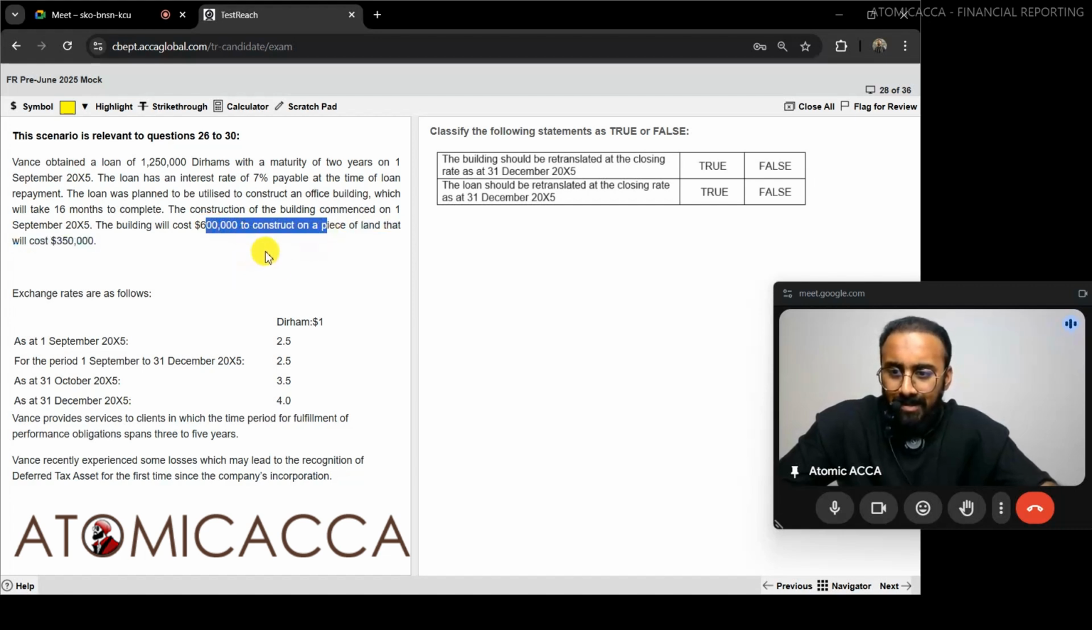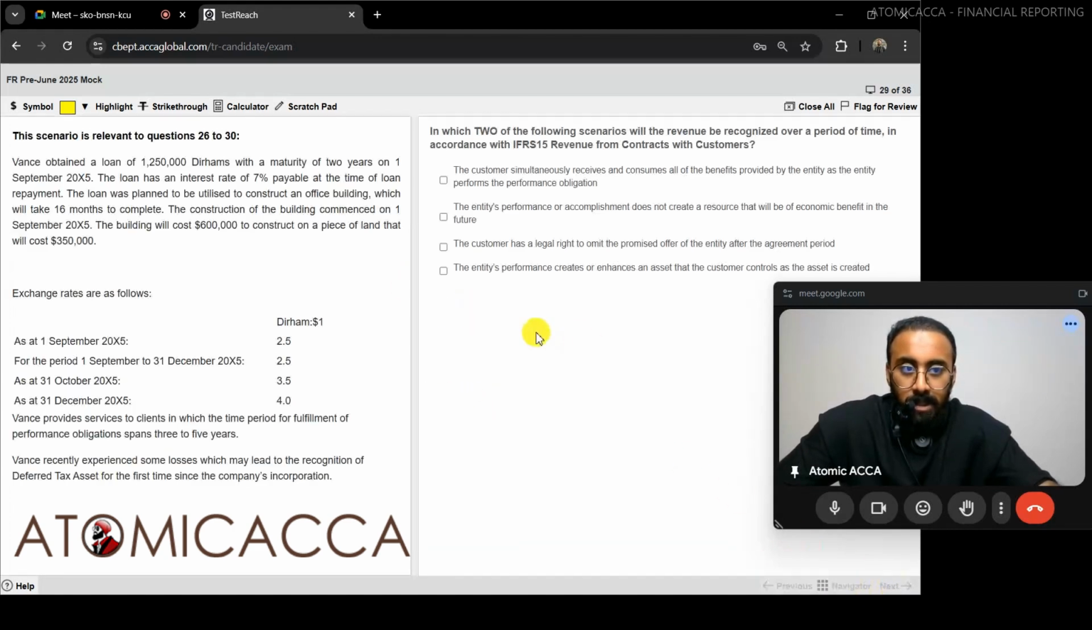Now they're not telling anything whether it's IAS 16 or IAS 40 or whether it's cost model or fair value model. So by default, we can just go with the concept that this is a non-monetary asset and we do not have to retranslate it. You only have to retranslate and convert to fair value when it is in the fair value model. So it's a non-monetary asset, so it should not be retranslated. False. Loan should be retranslated at the closing rate. That anyways we did, so that was true because that's a monetary asset.